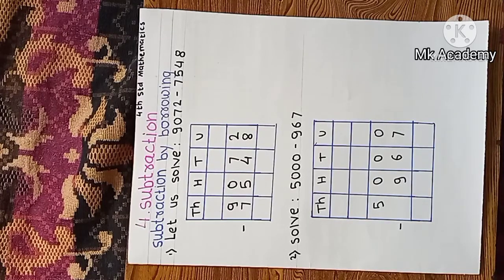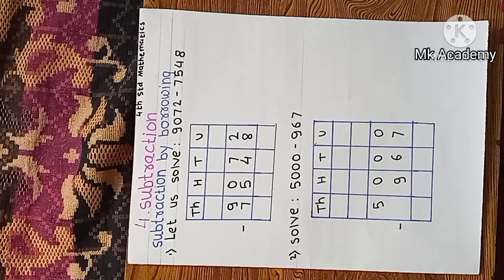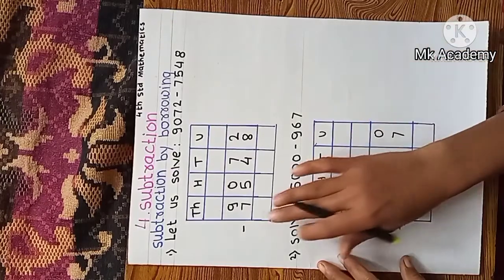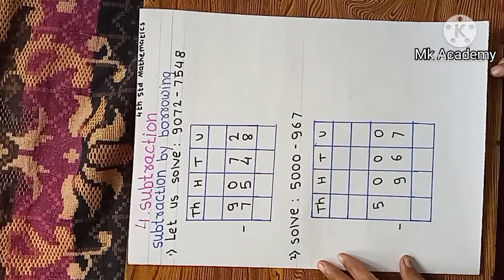First example, let us solve 9072 minus 7548. We have to solve this subtraction. This subtraction is by borrowing. Now start from unit place. First we do the vertical arrangement of this subtraction and then solve.